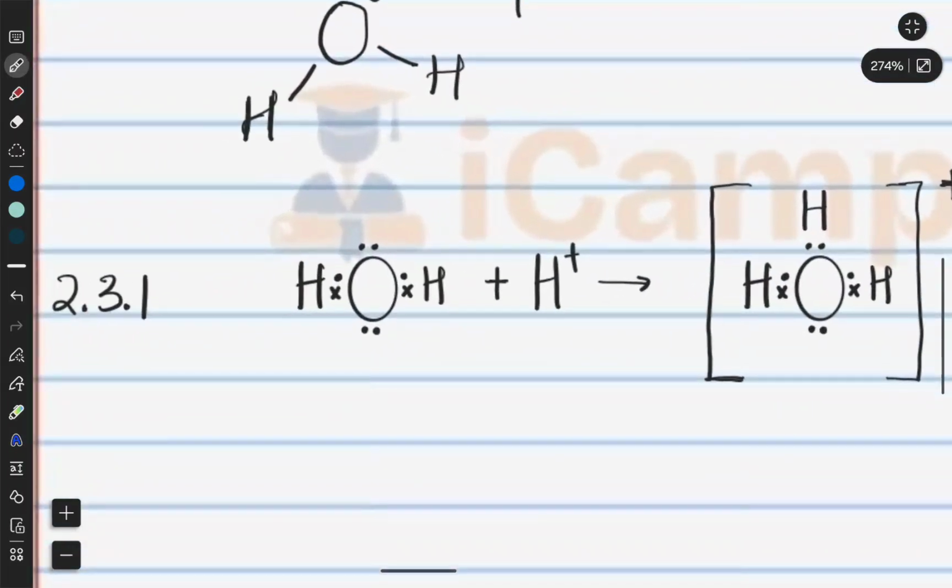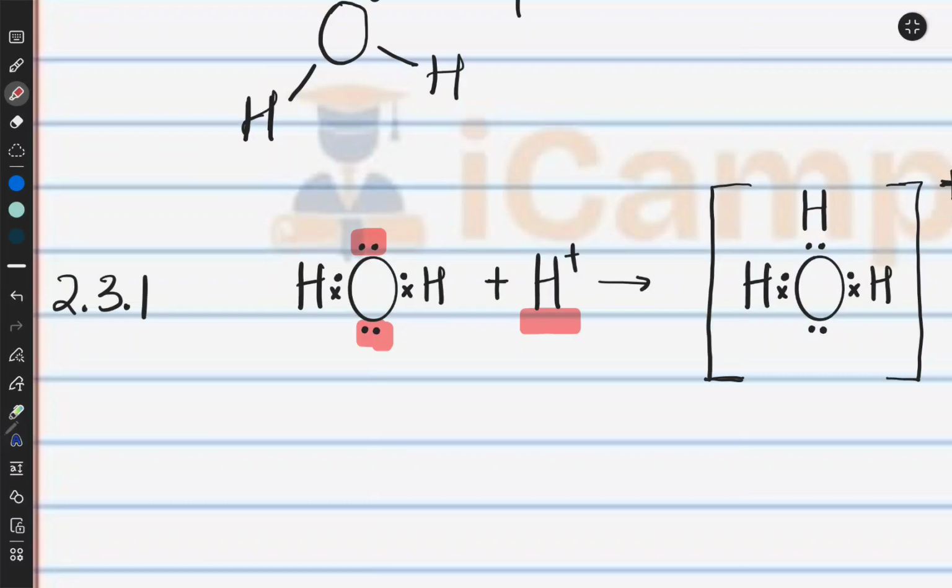So what does that mean? If this oxygen did not have any of these lone pairs, a dative covalent bond was not going to be possible, because when the hydrogen ion comes, it won't find any electrons to share because they've already been taken by these 2 hydrogen atoms. So that's the first condition: the central atom must have at least one lone pair.